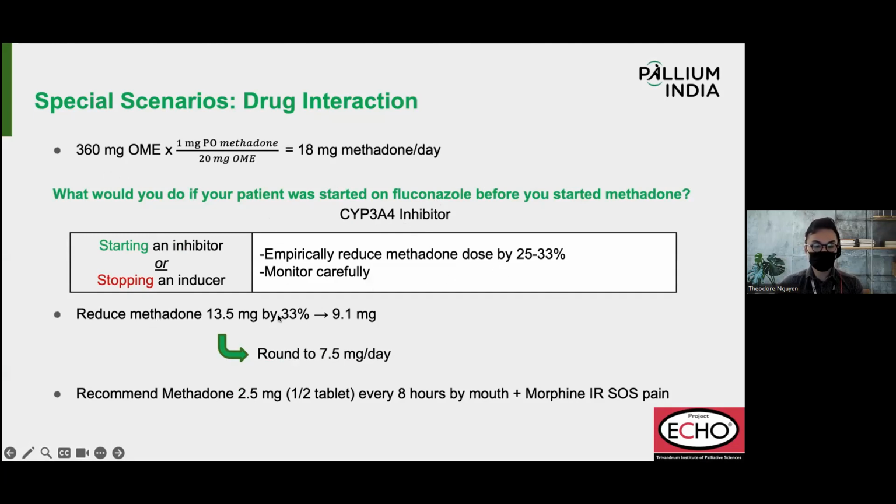So if we did, sorry, I think the numbers are off on this, but we would do the reduction of the 25 to 33%, and we would reduce the dose. So I apologize about this slide. I think the numbers are off.